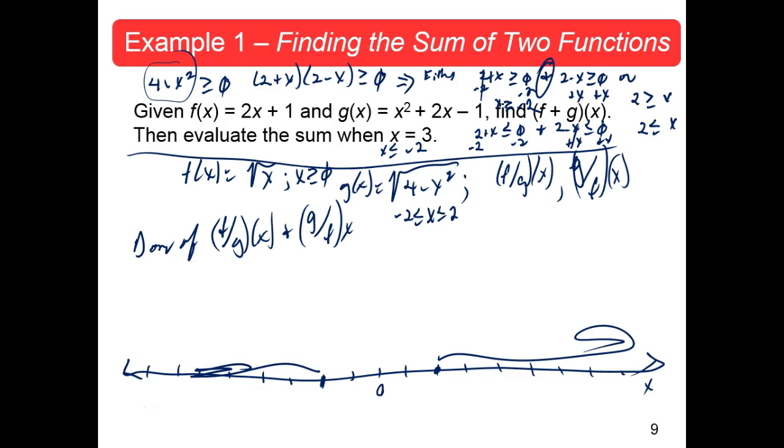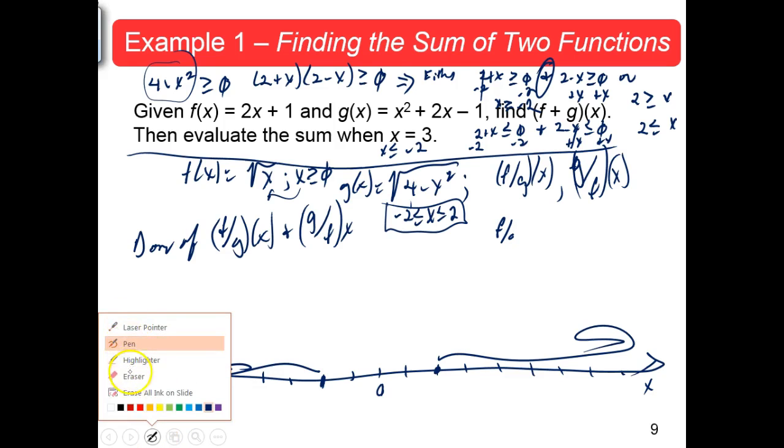So this, by the way, is your domain of this function. Here's your domain of that function. So we've done that part. Now, let's do f divided by g. What do you reckon that is? I've already written it, but let's write it again. What does f divided by g mean?